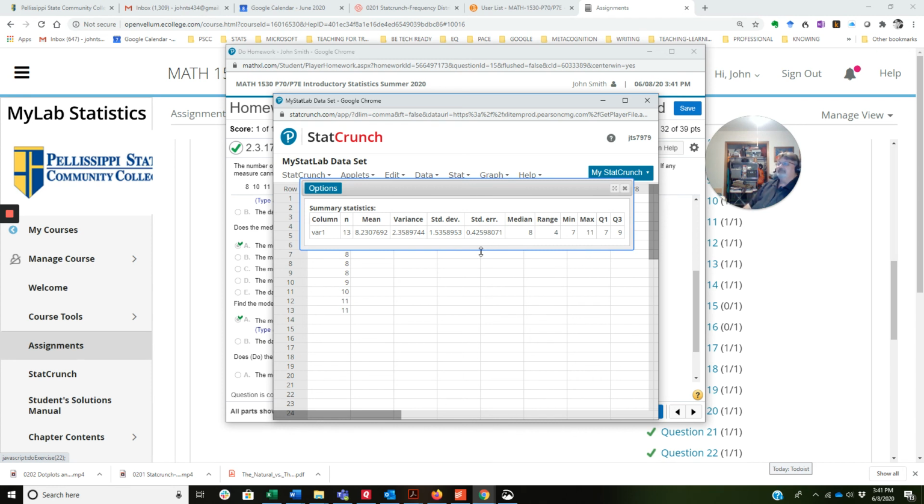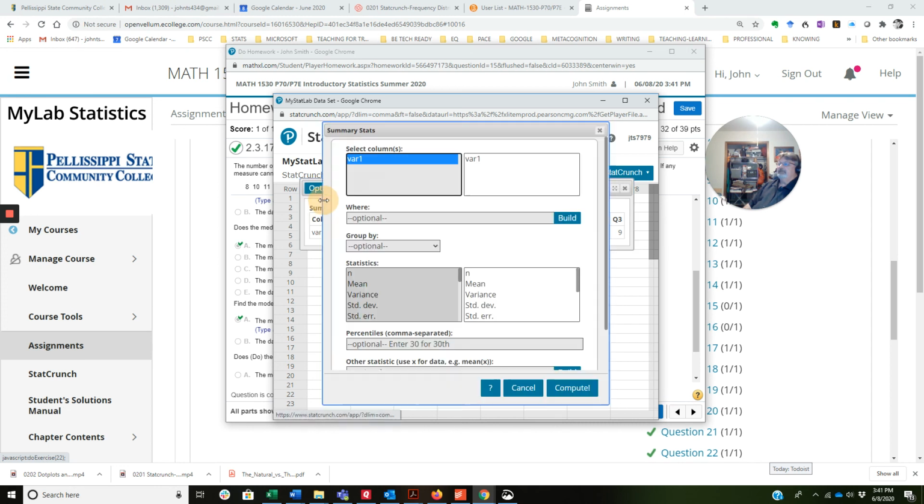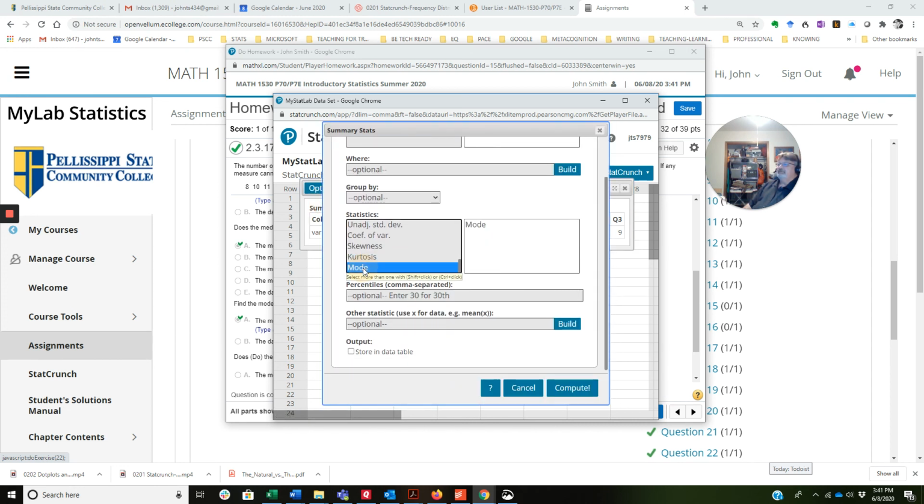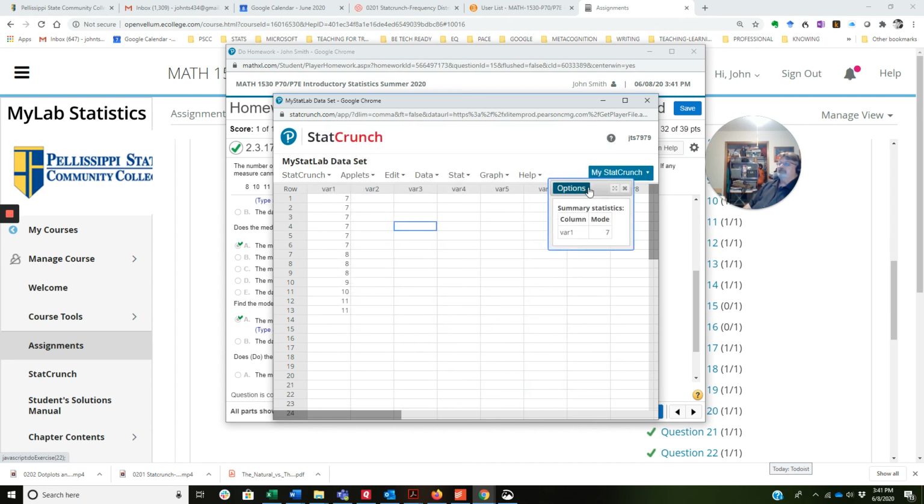Now, that doesn't give me the mode though, does it? So I go to Options, Edit, and now I'm going to go in here and all the way down to the bottom. If I scroll down, I'll find the mode. And when I click Compute, I get 7. So that's how you do this one in StatCrunch.